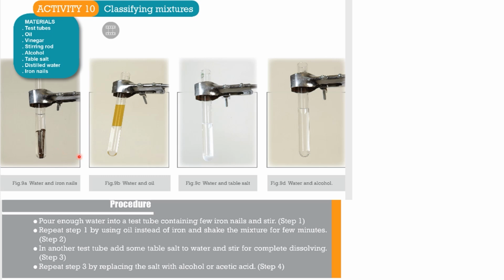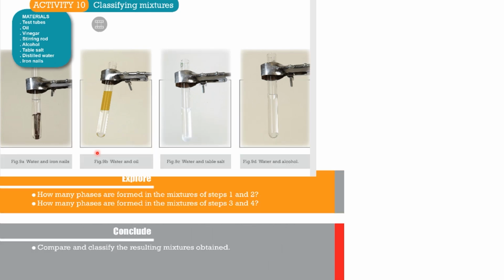So here we have four mixtures. The first one is water and iron nails. The second is water and oil. The third is water and table salt. And the last, here we have water and alcohol. So here we have four mixtures with different compositions and we have different phases. So in activity 10, we obtained four different mixtures with different composition.